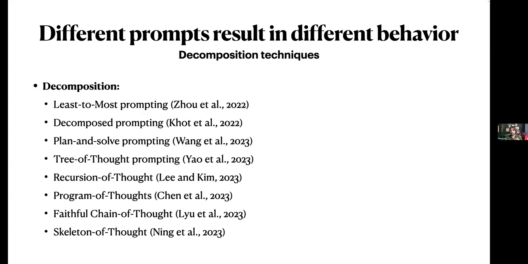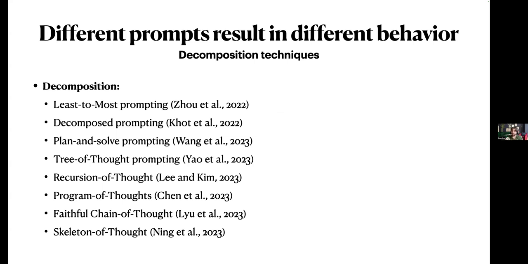So this is one example, but here are simply a few different techniques that have been developed. They're called everything from least to most prompting to plan and solve prompting to skeleton of thought prompting. And so these different papers, all of which claim state of the art, by the way, all of these papers simply show that you can prompt a specific model in a specific way to get a decomposed task. And then once you decompose it, it's easier to solve it.